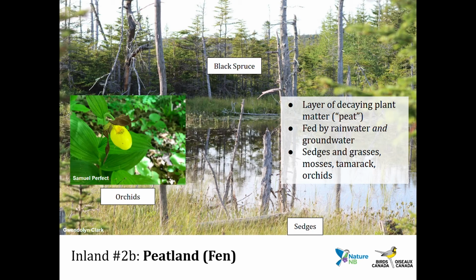And fens, in contrast to bogs, are fed by rainwater and groundwater, and they are much more nutrient rich than bogs. So they support a different group of plants. So they have grasses and sedges, mosses, different types of trees, mostly tamarack and black spruce. And you can also find orchids growing in fens.